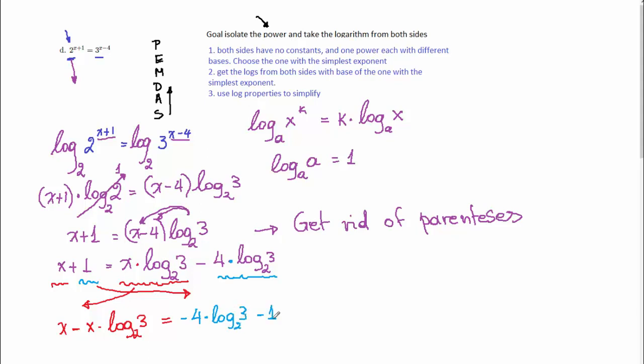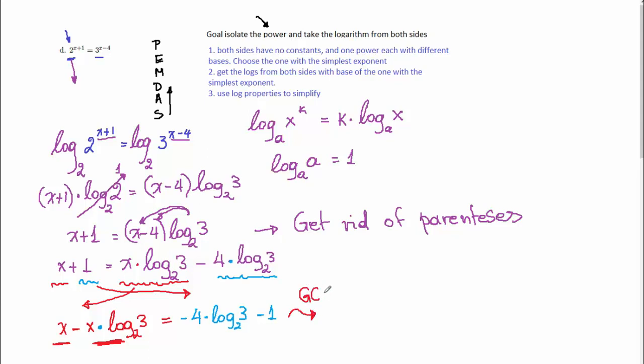So this is what I have up to that point, and as you can see, I have x minus x times log with base 2 of 3. Am I ready to solve the equation? Well, the issue here is that I have two terms with x. And in order to solve for x, I need to have only one term with x right here. So in order to do that, what I'm going to do is to factor out the GCF.